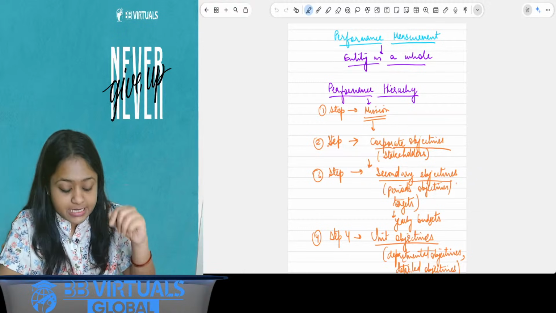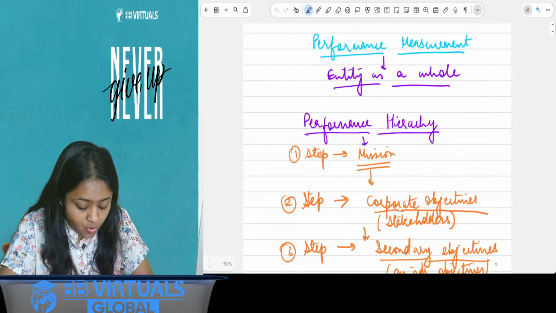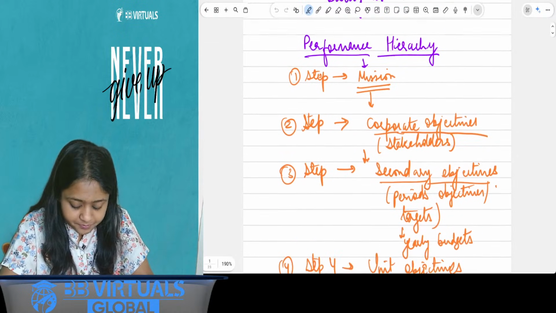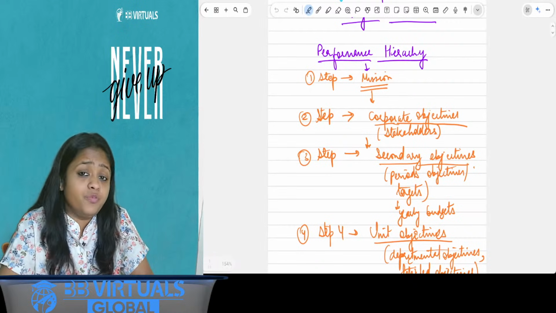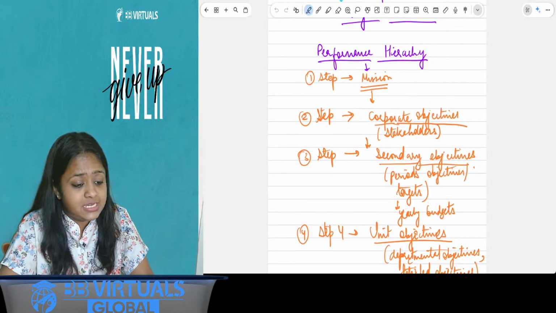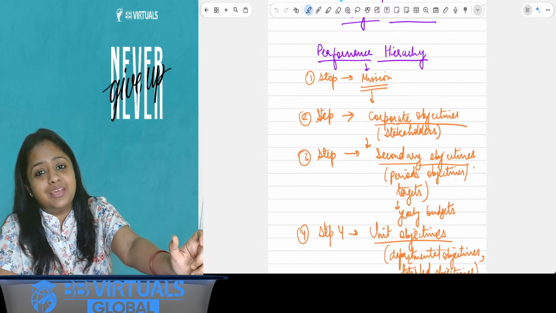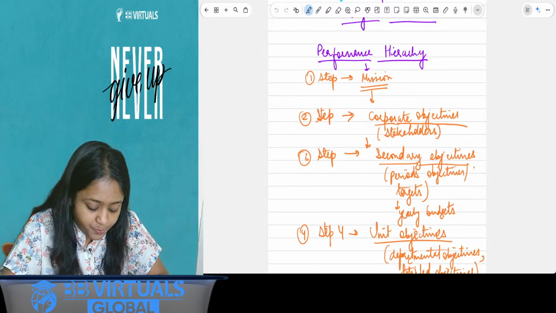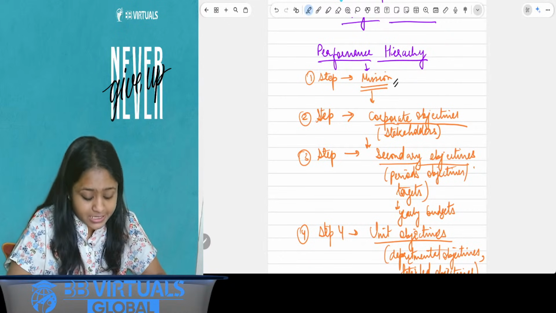Okay, look at my screen. So when we are doing the performance measurement of the entity as a whole, this is the performance hierarchy that we have. I know we have covered it earlier. Let's just revise it. Because yes, 2 marks, even if it is asked for in the exam, why to lose it, right? So performance hierarchy is first step, it's a mission that an entity creates.